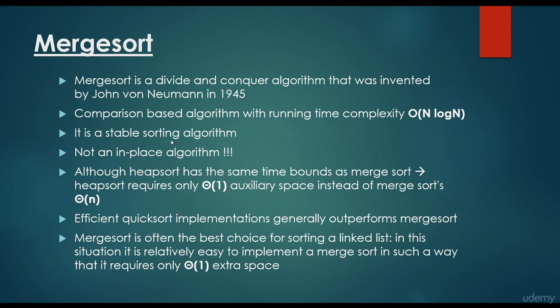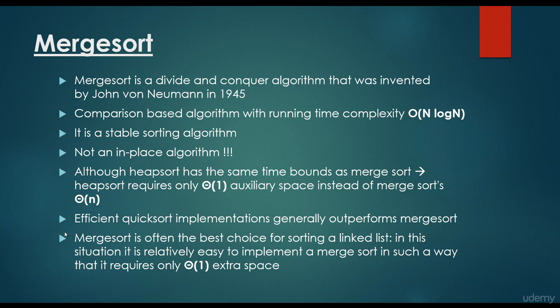It is a stable sorting algorithm. It is not in place, which means that it does need some additional memory. And although heap sort has the same time bounds as merge sort, heap sort requires only Theta(1) auxiliary space instead of merge sort's Theta(n) space complexity. What does Theta(n) mean? That we cannot do any better than O(n). We have to allocate a one-dimensional array with the size of the original array. We are going to see the concrete implementation. We are not able to do any better. So merge sort is not an in-place algorithm, which means that it needs some additional memory.